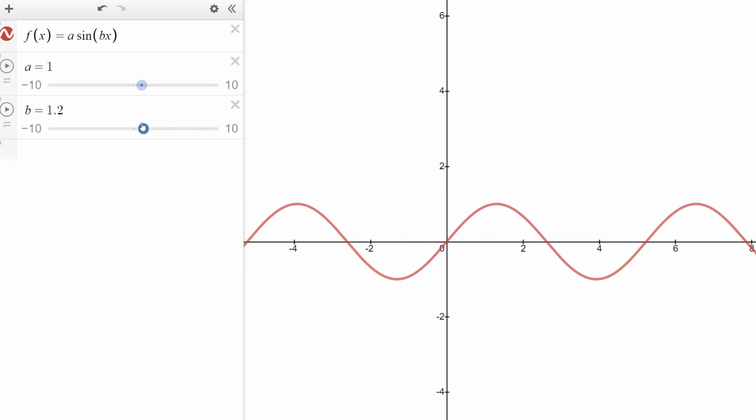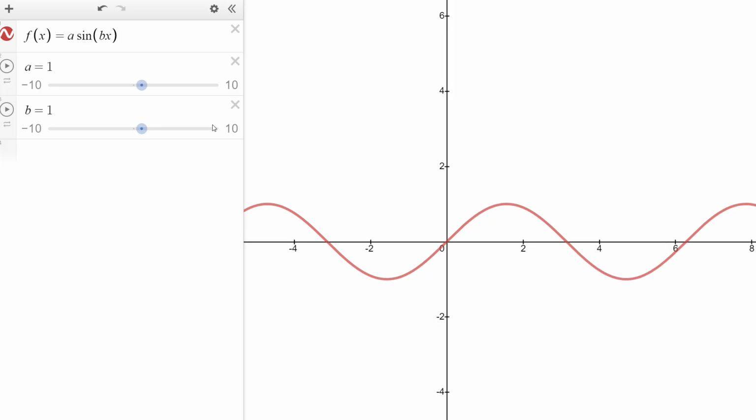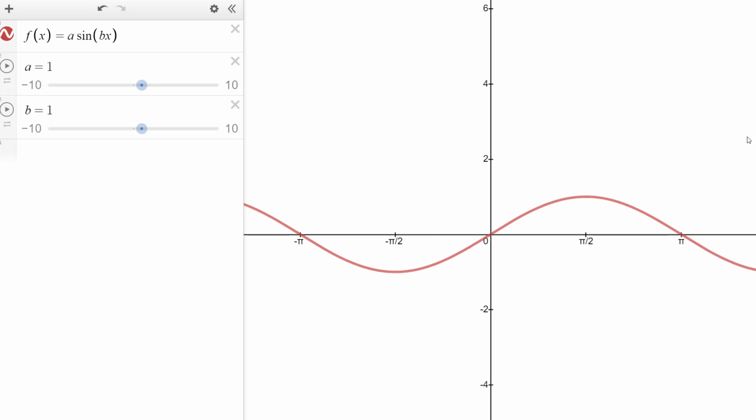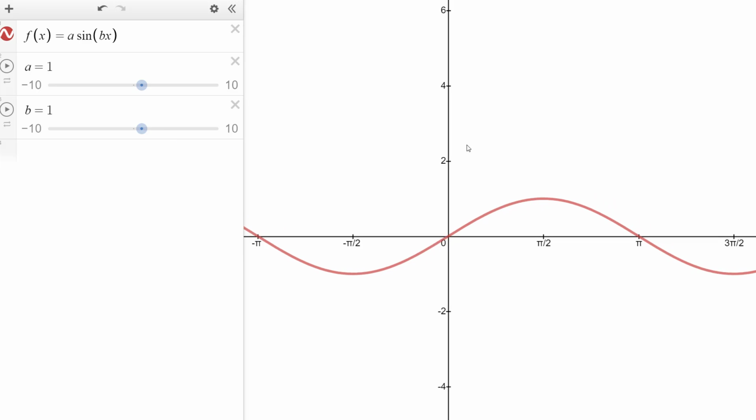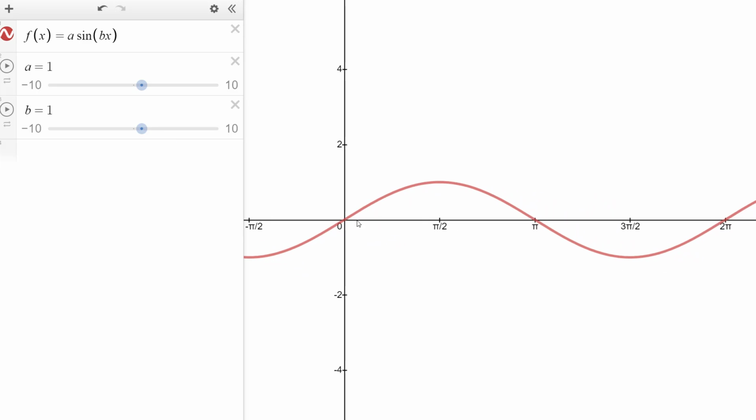And the reason why that's true is one simple thing, and let me see if I can quickly relabel these x-axis values a little bit better. Well, there we go. I have them labeled in terms of pi. Now notice, you should know that the sine curve goes through one full cycle every 2 pi.